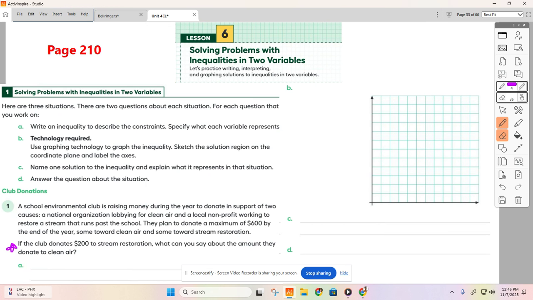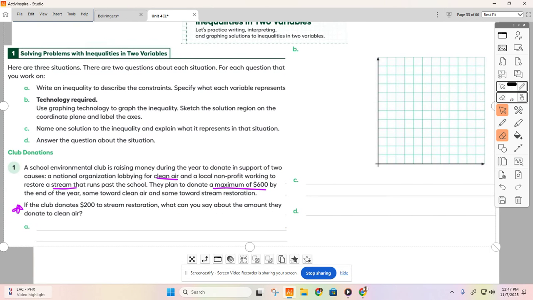So this first one, it says, School Environmental Club is raising money during the school year to donate in support of 2 causes. A national organization lobbying for clean air, so that's one of them, and a local nonprofit working to restore a stream that runs by the school. They plan to donate a maximum of $600 by the end of the year, some towards clean air, some towards the stream restoration. So some of the money is going to clean air, some of it going to restoration. The max they want to spend is $600.